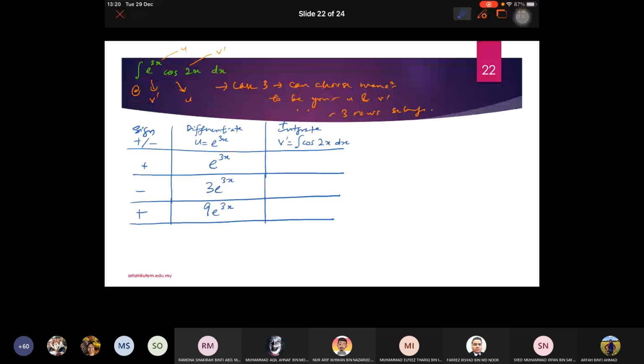Okay. Integration cos 2x first. Integrate cos 2x, dapat? 1 over 2 sin 2x. And integration bagi 1 per 2 sin 2x, dapat? Negative 1 over 4 cos 2x. Okay, negatif 1 per 4 cos 2x.